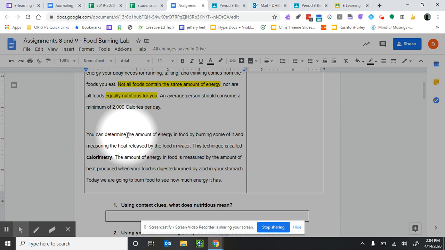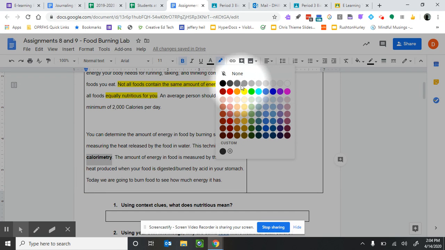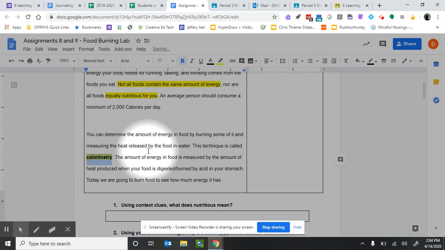You can determine the amount of energy in food by burning some of it and measuring the heat released by food and water. So I can burn food and measure the amount of heat in it in water. This technique is called calorimetry. I'm going to highlight that word. That's a hard word to say. So calorimetry is a technique that we use to measure the amount of energy in food. We burn food and we measure the change in heat in water. The amount of energy in food is measured by the amount of heat produced when food is digested or burned by acid in your stomach.